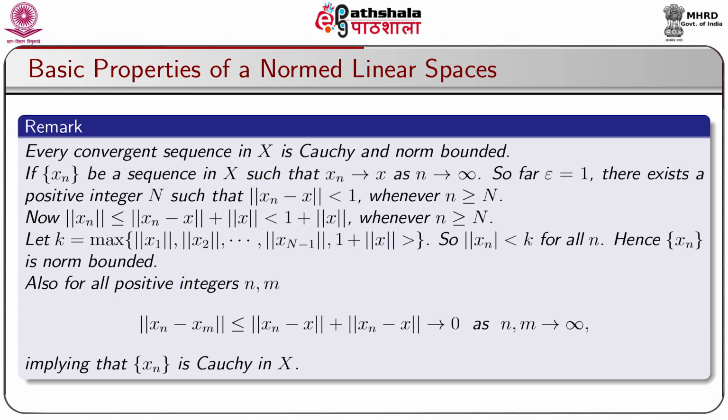Also, for all positive integers n, m, we can calculate norm of xn minus xm. Norm of xn minus xm is less than or equal to norm of xn minus x plus norm of xm minus x. This is done by adding and subtracting x and by the triangle inequality, and this goes to 0 as n, m tends to infinity, implying that xn is Cauchy in the normed linear space X.